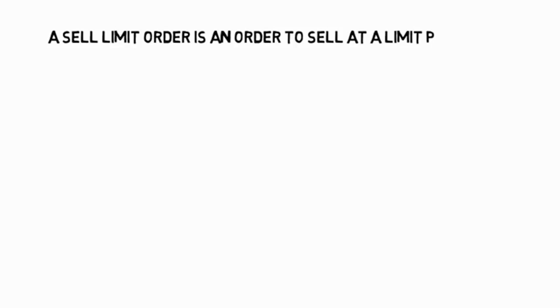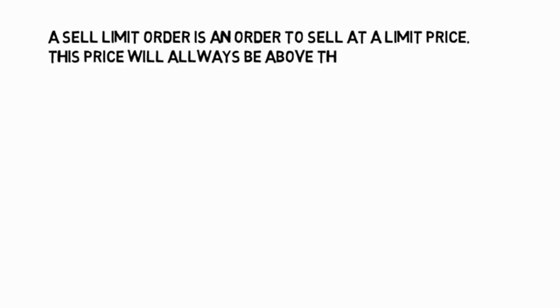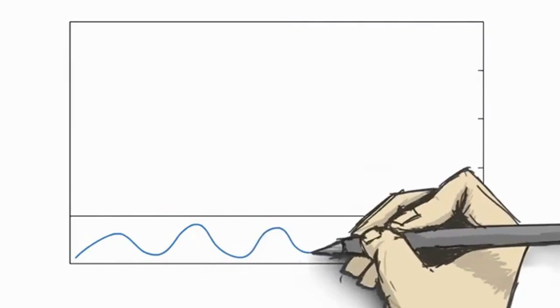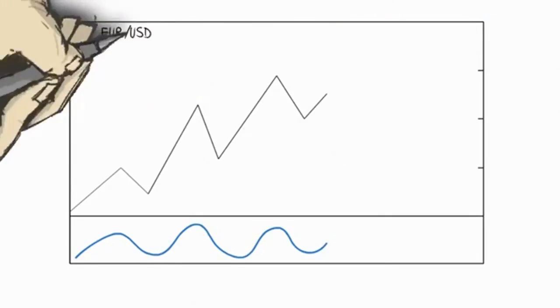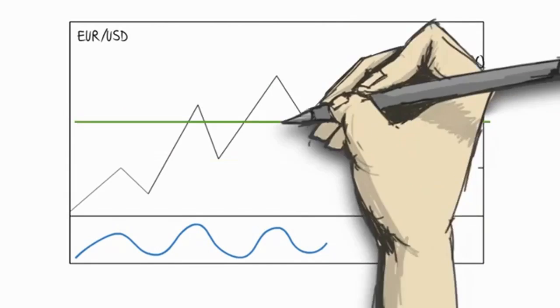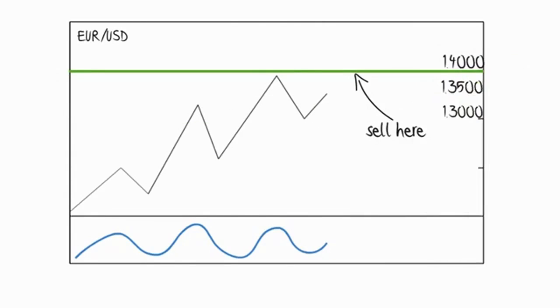A sell limit is an order to sell at the limit price. This price will always be above the current market price. The trader wants to sell, but he's only ready to sell if he can sell at a higher price.